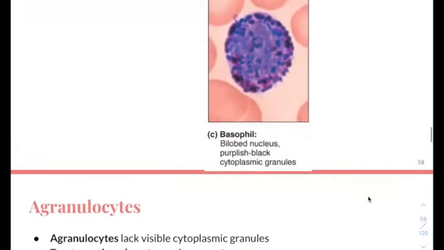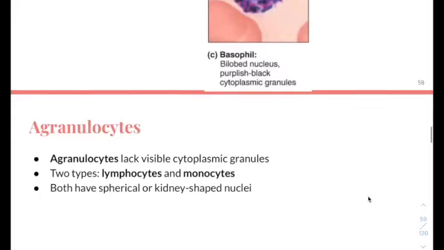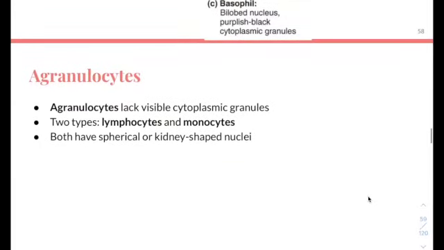And that's kind of what makes them different. We have our agranulocytes. When they stain, they really don't stain granules like the granulocytes do. So we have lymphocytes and monocytes.